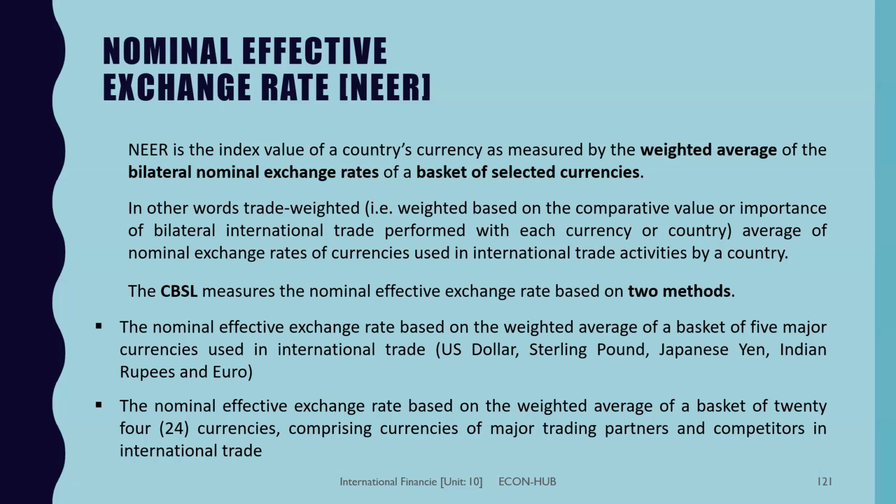Central bank may decide, if they feel the trade patterns are changing, to remove one currency and include another currency in the basket of 5. The basket of 24 is broader. These 5 currencies are there in the 24 basket also, obviously, and more currencies are considered. So this is called the nominal effective exchange rate. When you take this nominal effective exchange rate, you get a more holistic and technically correct idea of what is happening in our international trade situation.